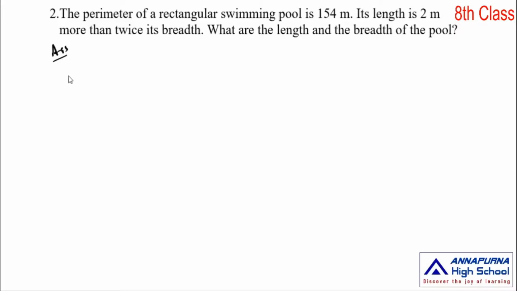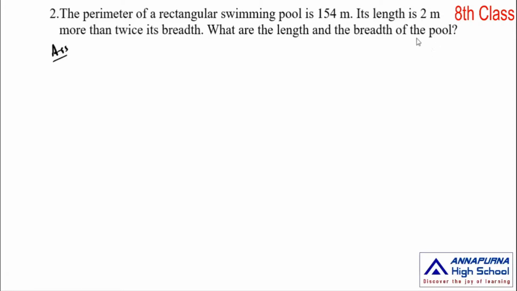Let's come to the second one. The perimeter of a rectangular swimming pool is 154 meters. Its length is 2 meters more than twice its breadth. What are the length and the breadth of the pool? Okay, the perimeter of a rectangular swimming pool is 154 meters. Its length is 2 meters more than twice its breadth. What are the length and breadth of the pool?